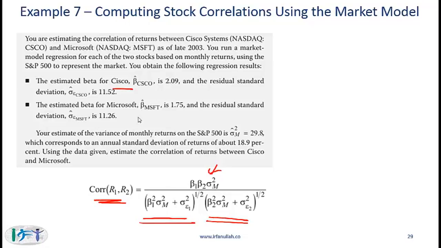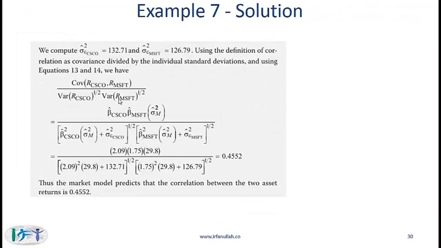Here our two assets are Cisco and Microsoft. And in this example, all the numbers are given. The betas are given. The variance of the market is given. That's right here. So what about the variance of the error terms? Those are also given. So it's just a plug and play. When you plug in the various numbers, this is what you get. So the market model predicts that the correlation between the two assets is 0.45.